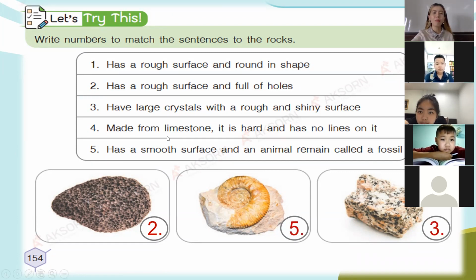So for number 4, made from limestone, it is hard and has no lines on it. So what is the stone that is made up of limestone? It is marble, right? There is no marble in the picture. And for number 5, has a smooth surface and an animal remain called a fossil. Okay, as you can see here, there is a snail, right? A fossil of a snail. This is called a fossil. That is why the answer is number 5. Okay, so the answer is first picture 2, second picture 5, third picture 3. Did you get it? Yes.